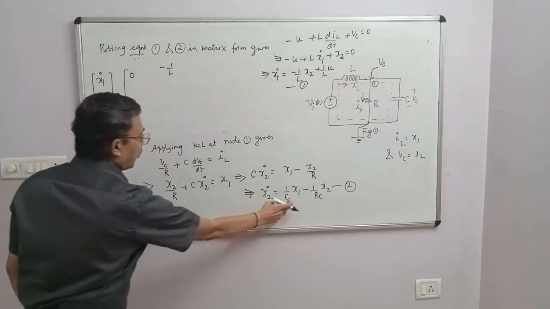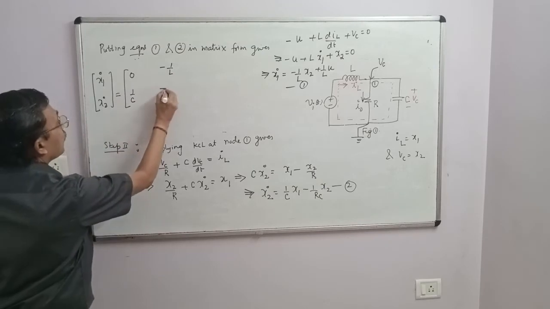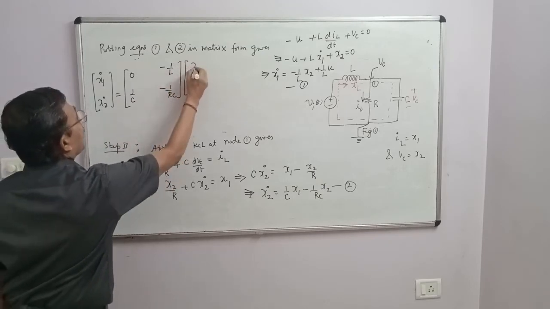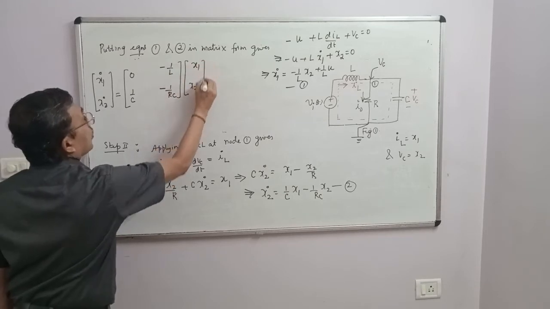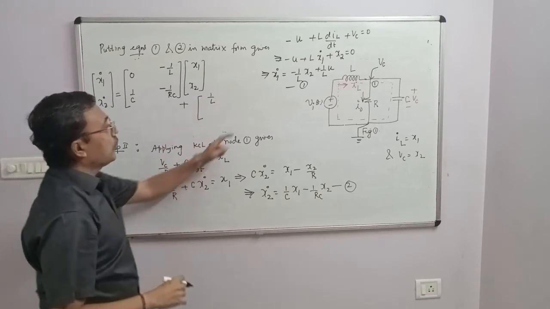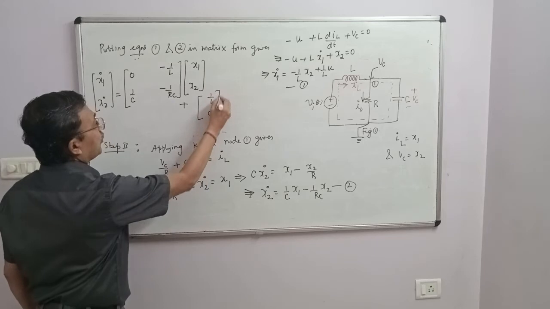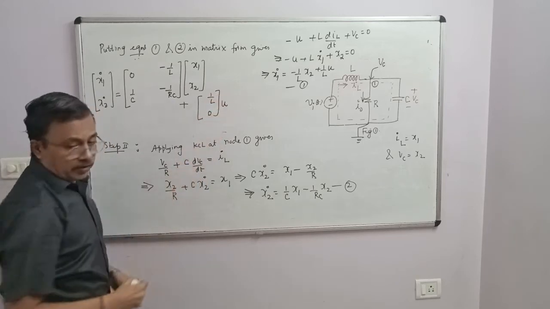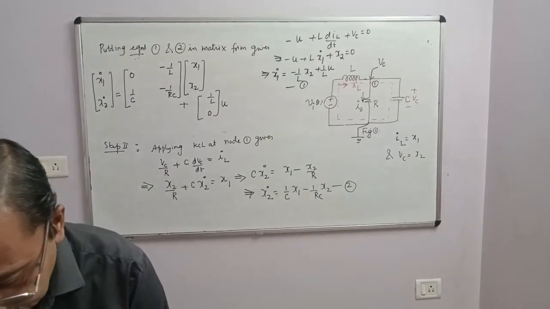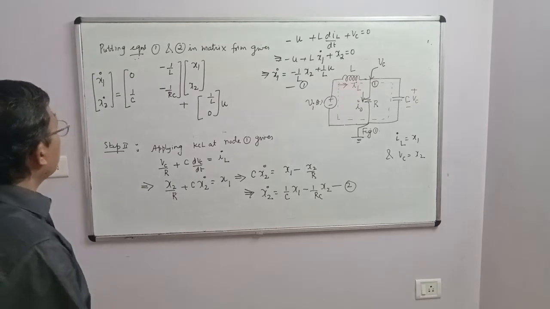In this equation, coefficient of x1 is 1 by C, coefficient of x2 is minus 1 by RC, multiplied by the column matrix x1, x2 plus 1 by L is the coefficient of u in equation 1. In equation 2 there is no u, therefore this element is 0 into u. This is the state equation.